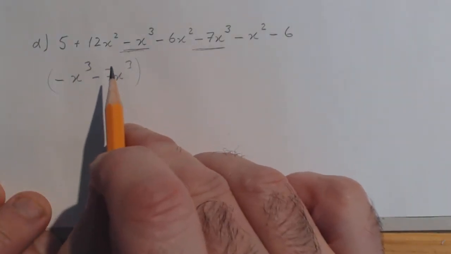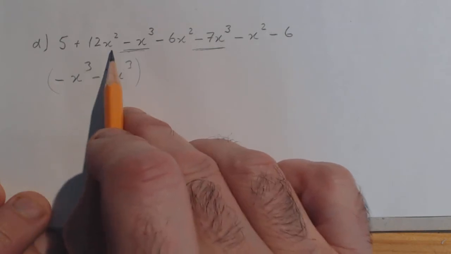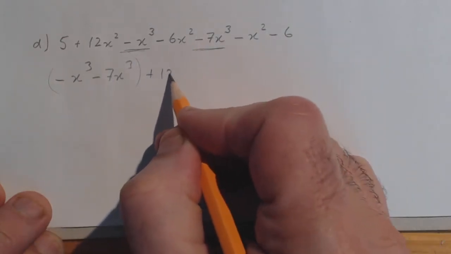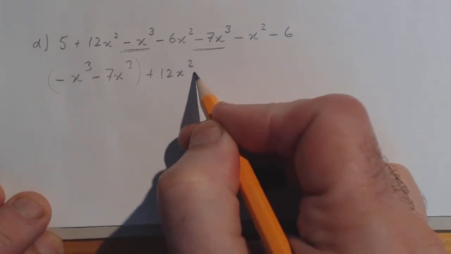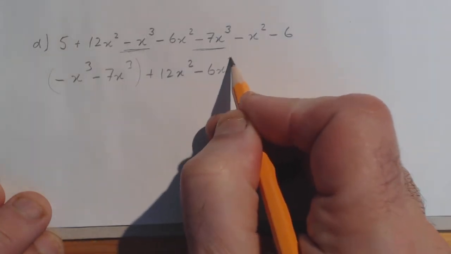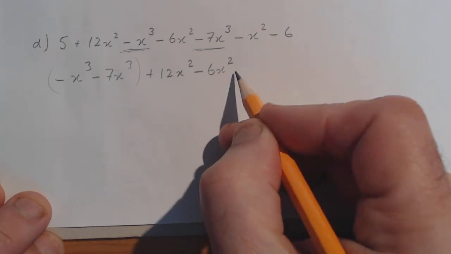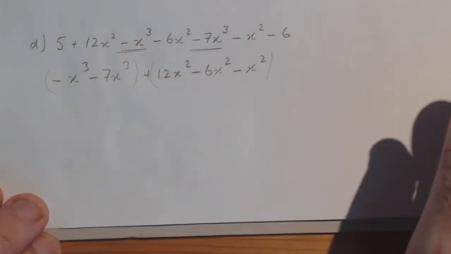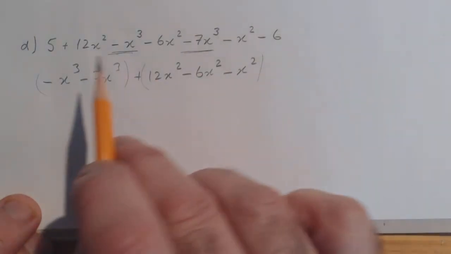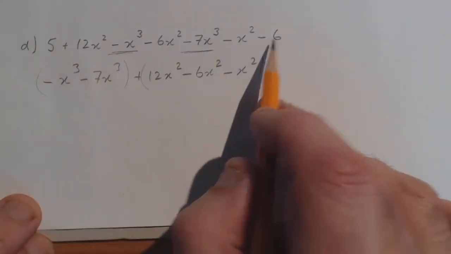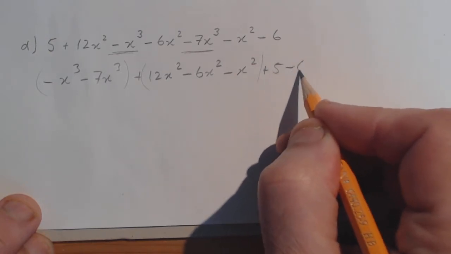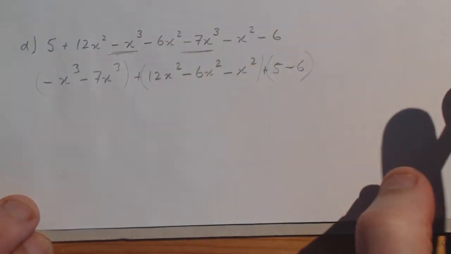Now we have x squared terms. We have plus 12x squared minus 6x squared. And we also have a minus x squared. So we're going to collect those, put brackets around there to indicate that. And now here we have a 5 and a minus 6. So plus 5 minus 6. We're going to collect those.